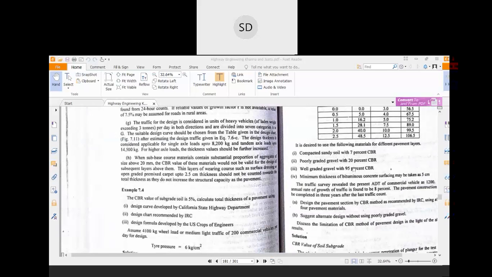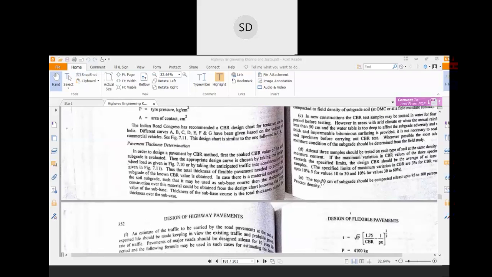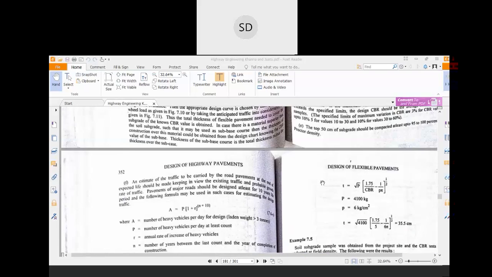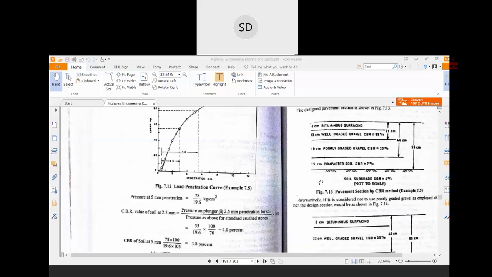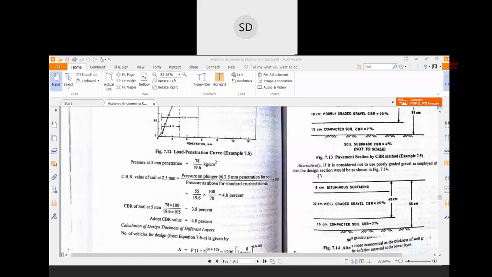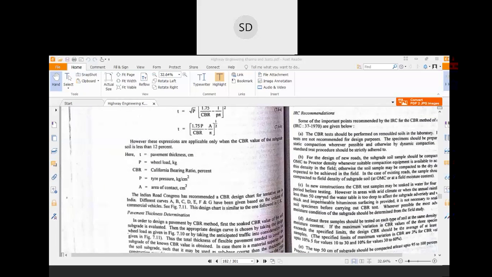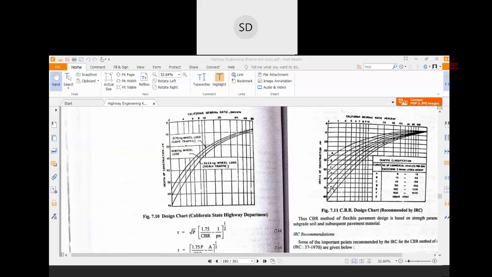Why 7%? See here, another data is given that over the subgrade one compacted sandy soil with 7% CBR value is given. So if you use that 7% CBR value, for the same curve, you have to find out what is the total thickness of the pavement. So again your curve is F, and now your CBR value is 7%. Based on this 7%, you find that your total thickness is like 40 centimeter.